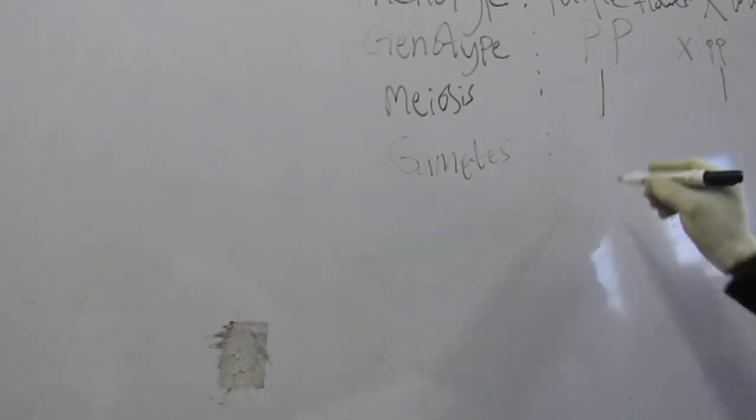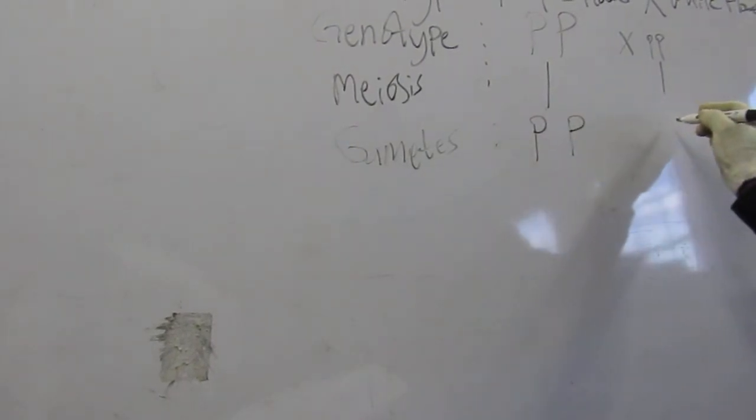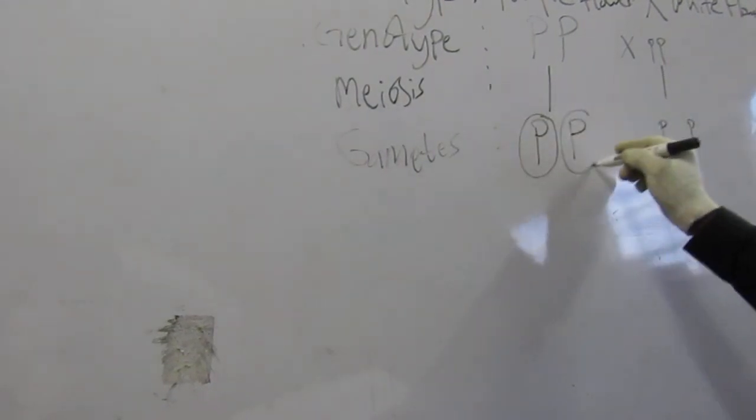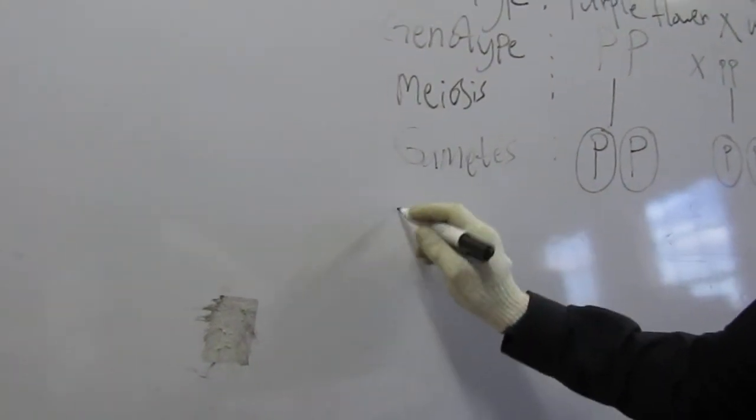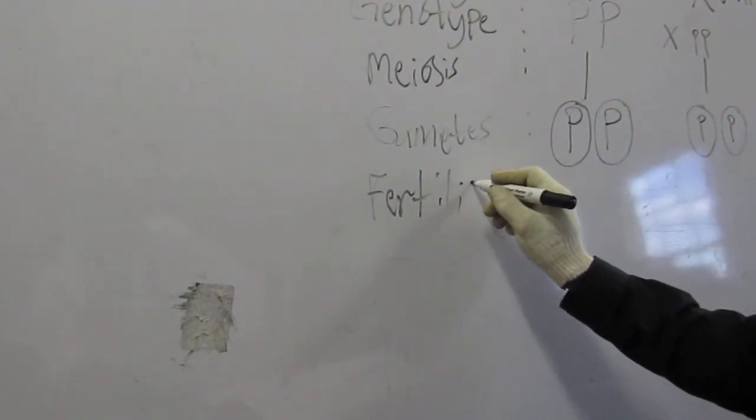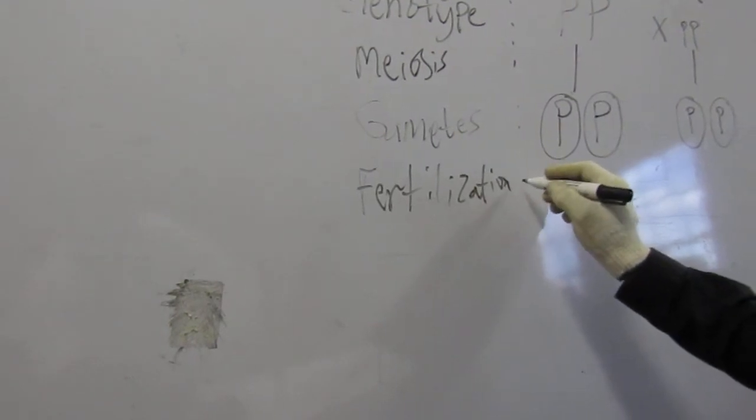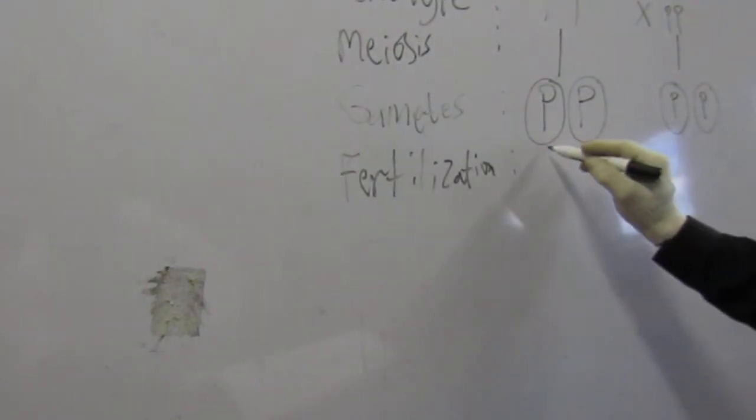The gametes are going to be capital letter P, capital letter P, small letter P, small letter P, and then just put a circle around them. If you don't want to use a circle, you can just put a dot or a comma. It's fine. After we have gametes, we're going to have fertilization. That's what is going to occur. We have fertilization here.